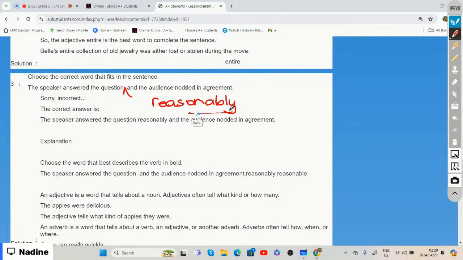Reasonably. Right? So these are both adjectives and adverbs. And remember, an adverb, I'm not sure if I went over an adverb, but an adverb tells us more about a verb, an adjective, as well as another adverb. And adverbs tell us how, when, and where. That is adverbs. Whereas adjectives tell us more about the noun. And adjectives tell us either how many or what kind. Those are the differences between adjectives and adverbs.